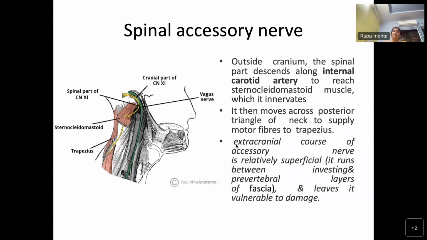Now, the spinal accessory nerve is one of the very important nerves to identify and protect in neck dissections, especially when we are doing level 2 and level 5 neck dissections. It descends along the carotid artery to reach the sternocleidomastoid, which it innervates, and then exits it at the junction of the upper 1/3 and lower 2/3, runs along the roof of the posterior triangle, and then enters the trapezius at the junction of the upper 2/3 and lower 1/3. The extracranial course of the spinal accessory nerve is relatively superficial. It runs between the investing and prevertebral layers, and therefore is vulnerable to damage, especially in level 5 dissection.